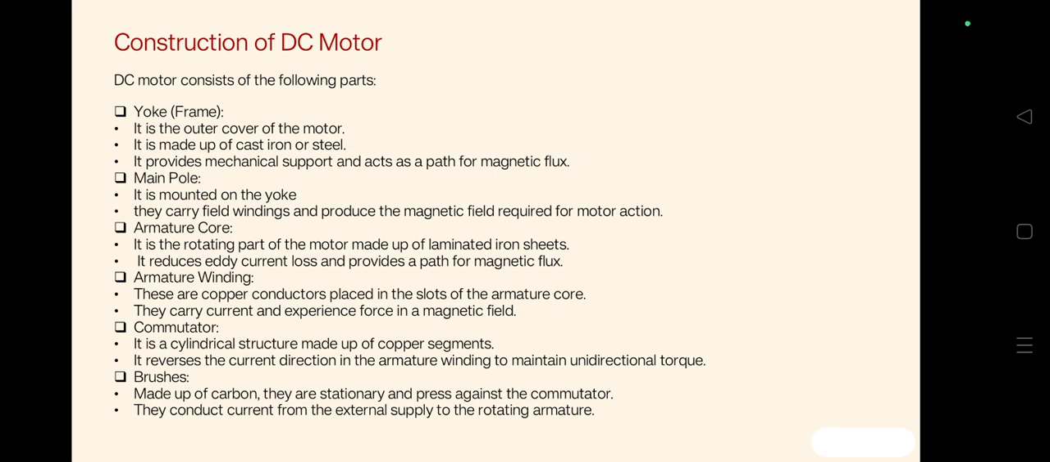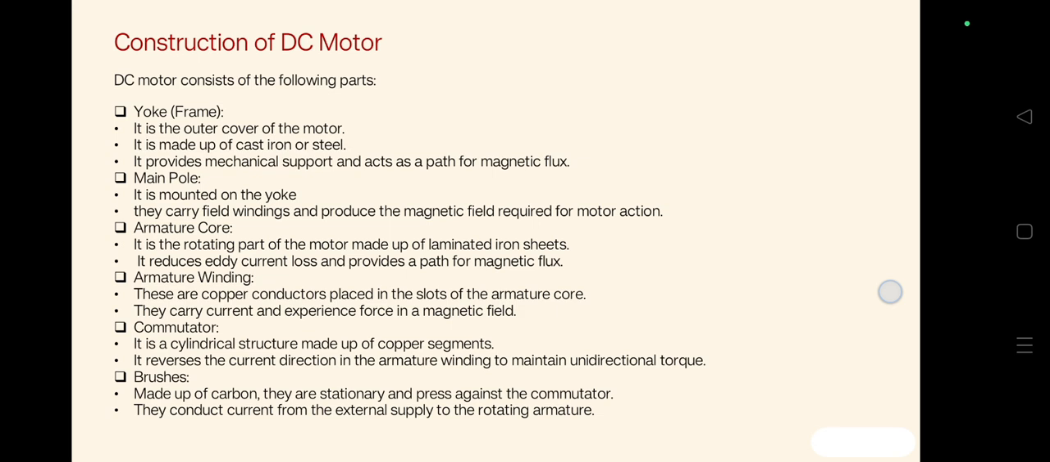Commutator. The commutator is a cylindrical structure made up of copper segments. Its main function is to reverse the direction of current in the armature winding. This reversal helps in maintaining unidirectional torque so the motor keeps rotating in the same direction.